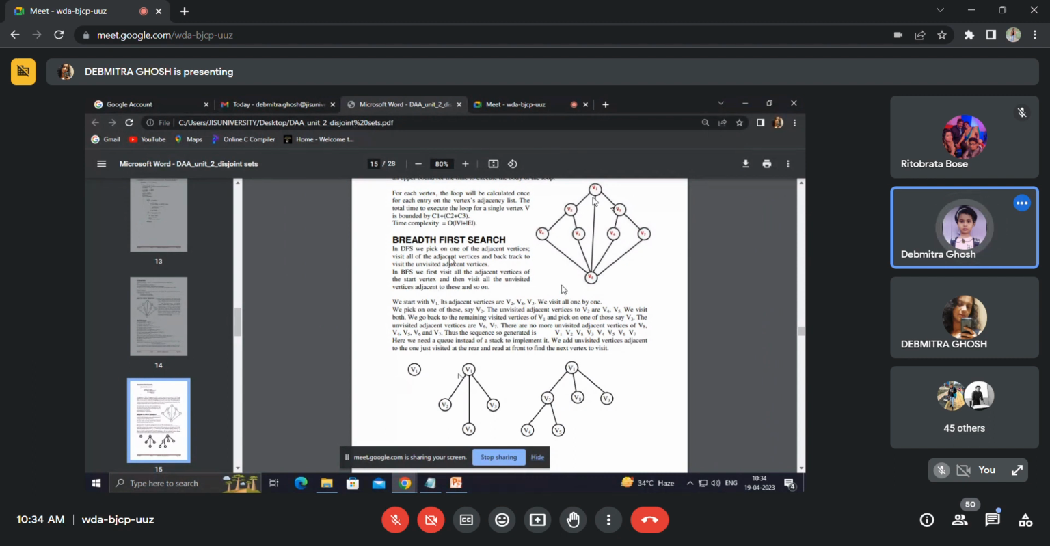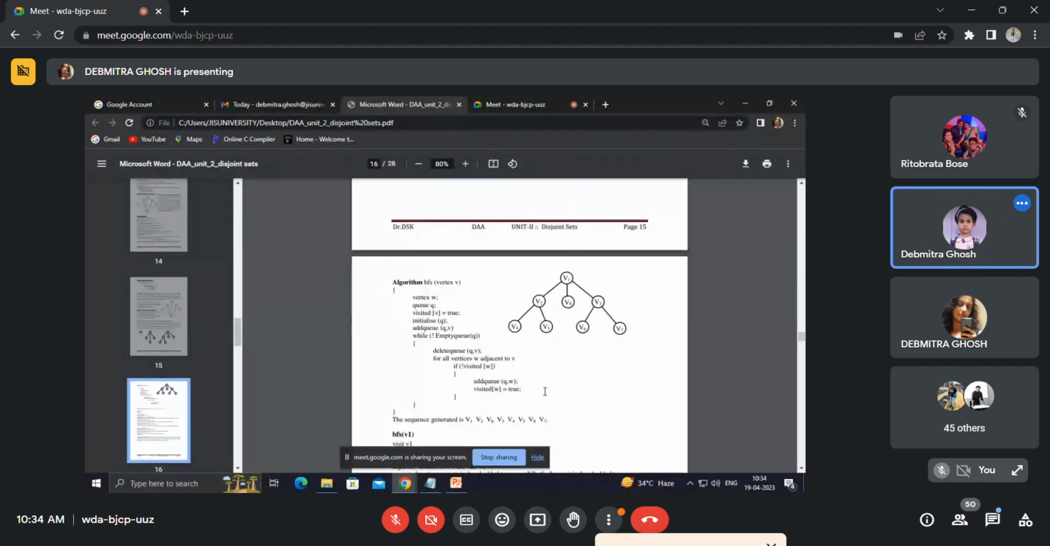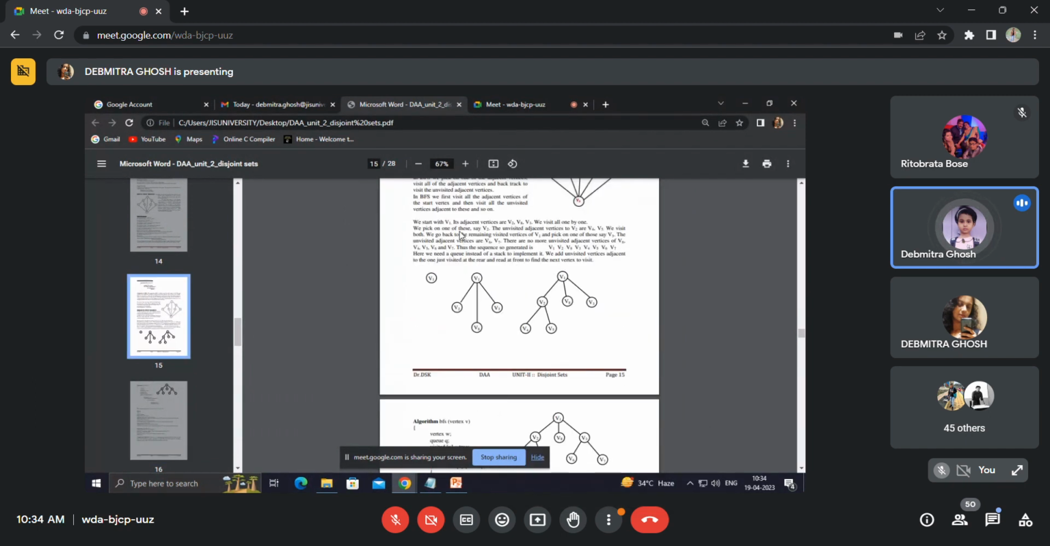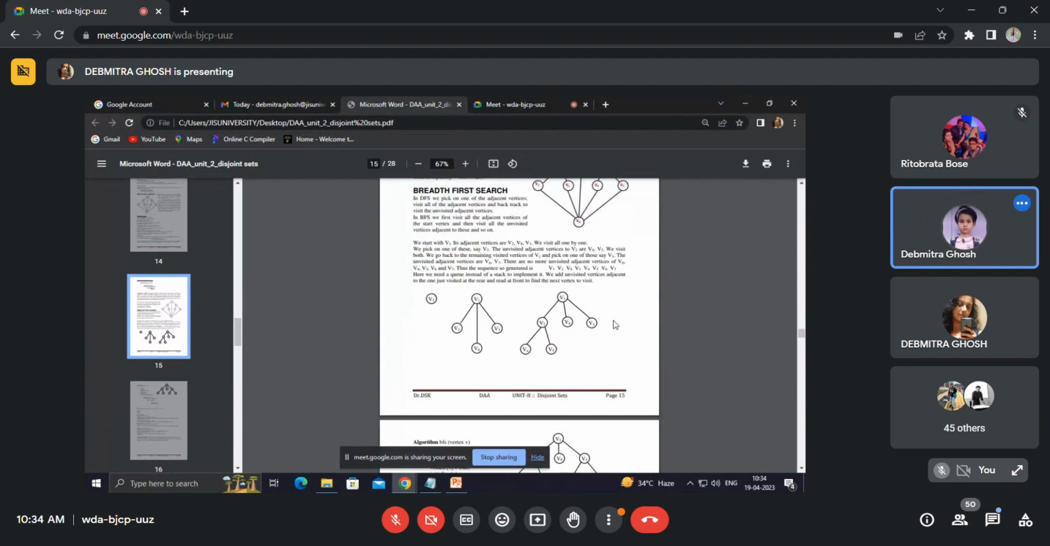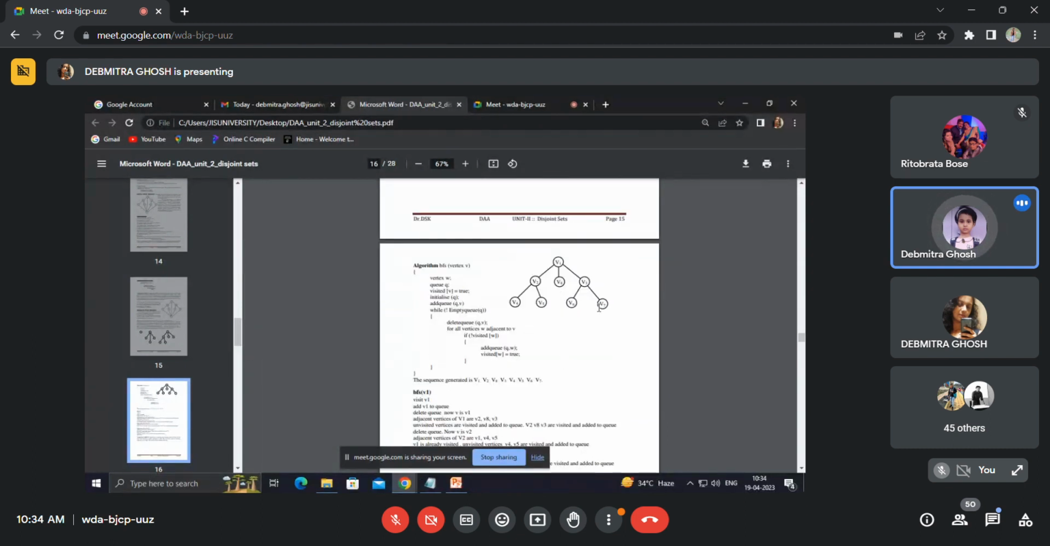So now let's consider V2. From V2, you have two nodes, V4 and V5. Finally, what you will get? So now from V3, you get V6 and V7. Right? V6 and V7. So this is the entire search.